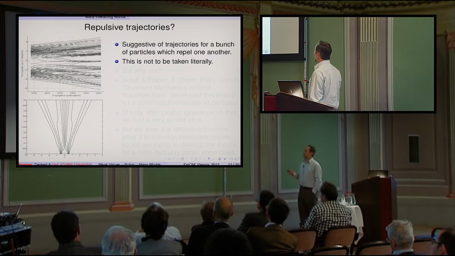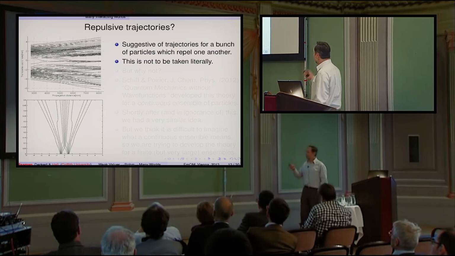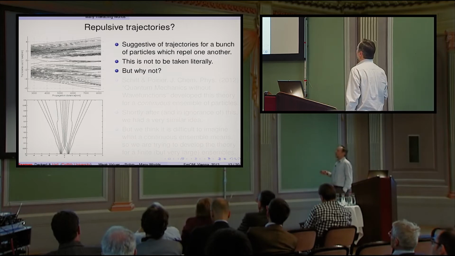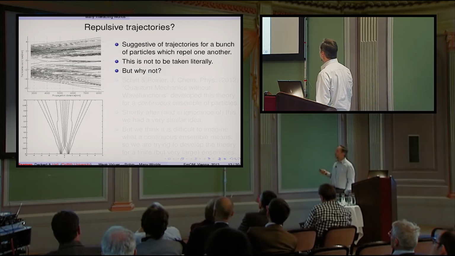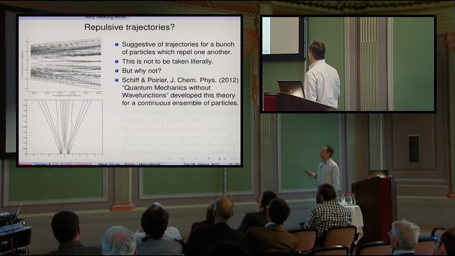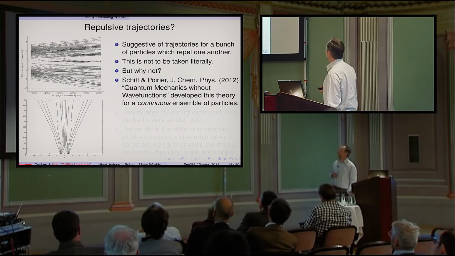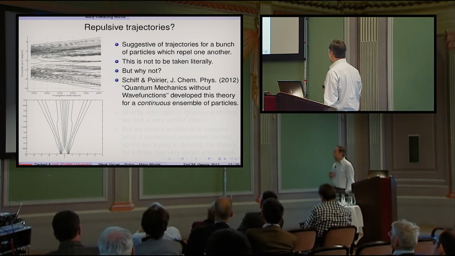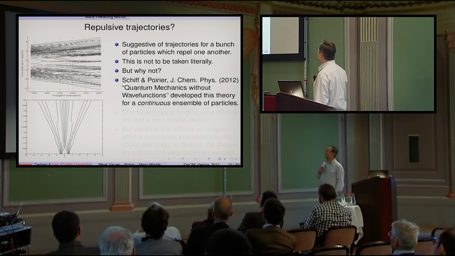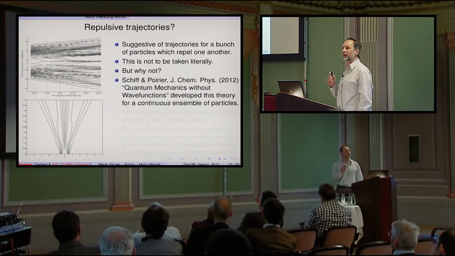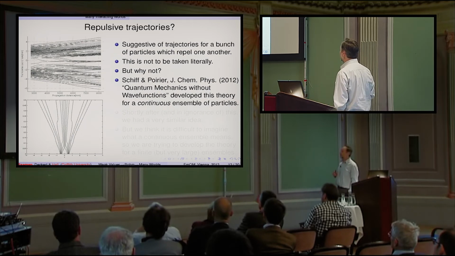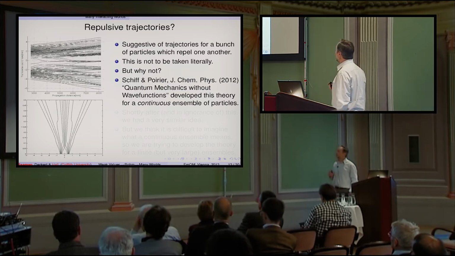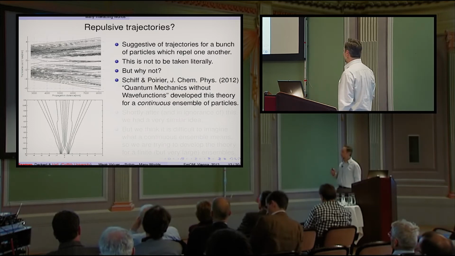So of course, what we normally say is we don't take this literally. There's no actual bunch of particles, there's only one particle. I'm just plotting the different possible paths it could be taking. But why not take this literally? In fact, we heard from Bill Poirier this morning. I'm very glad to have met Bill now, on this idea of taking literally the idea that you have an ensemble of particles all obeying Bohmian mechanics, or something like Bohmian mechanics, rather than just an individual one.